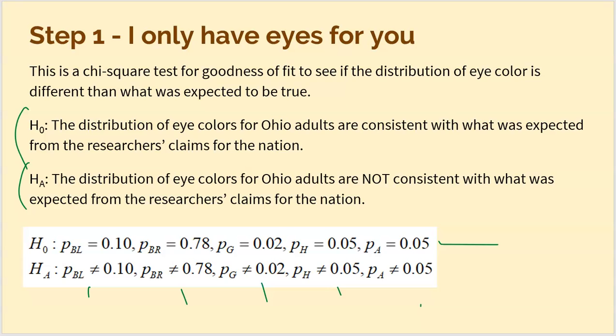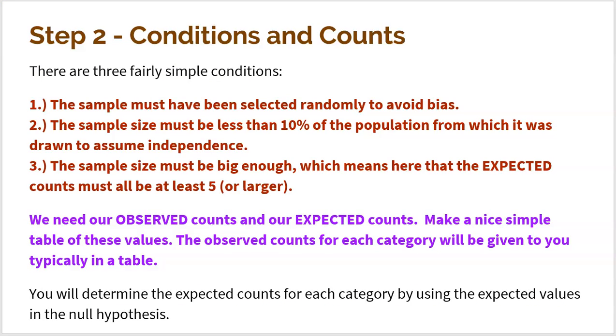All right. So let's talk about number 2. Step 2 is actually really, really easy. We've got to just check our conditions for a chi-square test to actually work. So first, of course, this sounds very familiar, we need our sample to be random to avoid bias. Number 2 is that the sample size must be under 10% of the population from which it was drawn to assume independence. I feel like, as a good teacher, I always got to explain why that condition is.